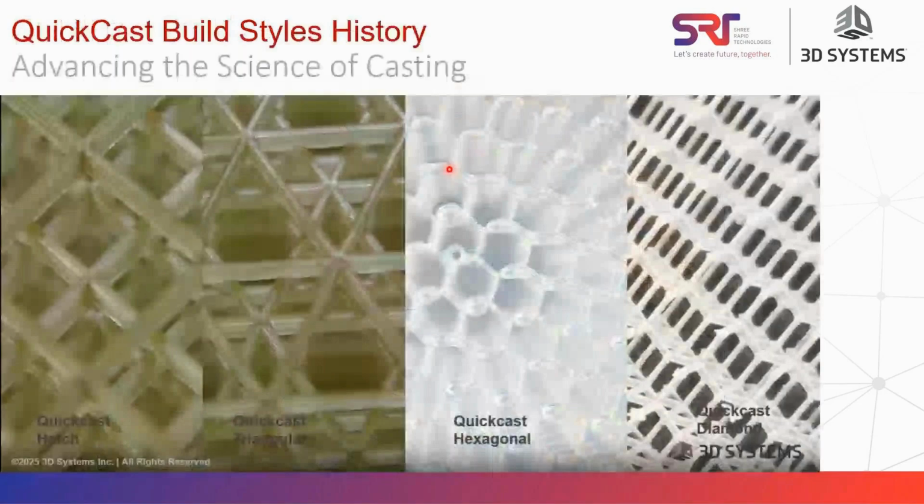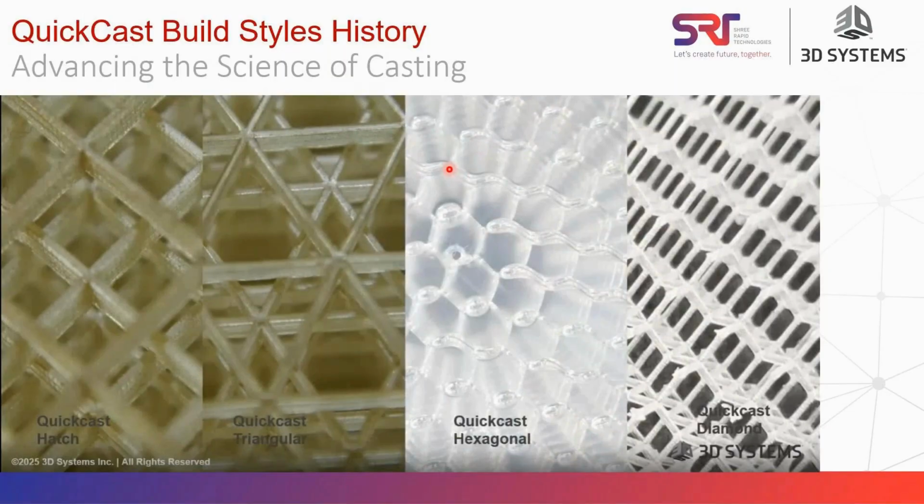So this is the history of how they developed the QuickCast pattern. They developed QuickCast hatch, later on QuickCast triangle, QuickCast hexagon, and QuickCast diamond. It reduces weight while meeting constraints based on structural integrity, stiffness, and the maximum amount of material binding during the post process, even the machine after printing.